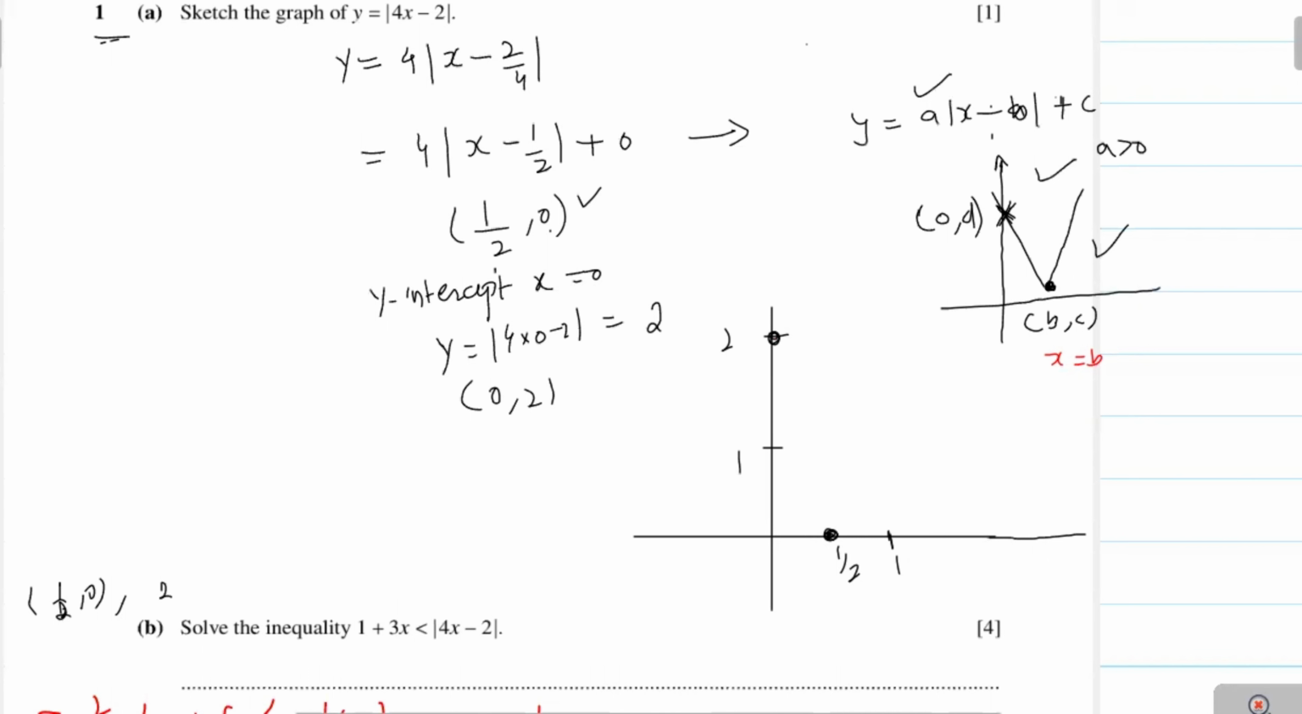We will join these two coordinates, and you see here this is the left side of the graph. Now the right side will be symmetrical in the absolute graph. Now you can draw the right side by the symmetrical line. You see here this will be the right side of this absolute graph. Now this is the graph of y equal to absolute 4x minus 2.